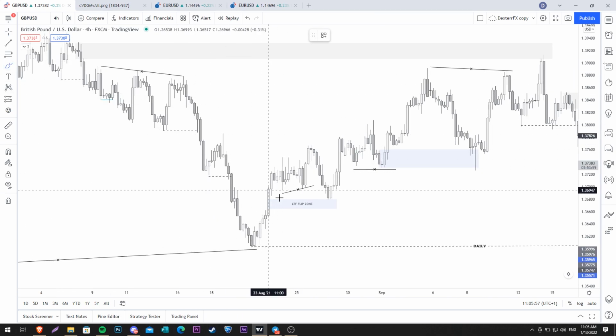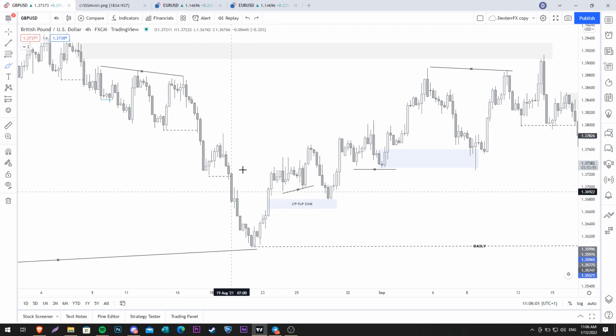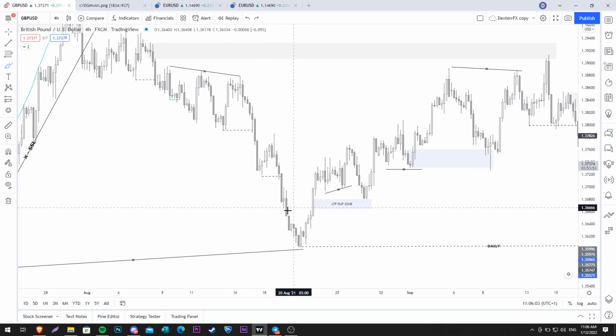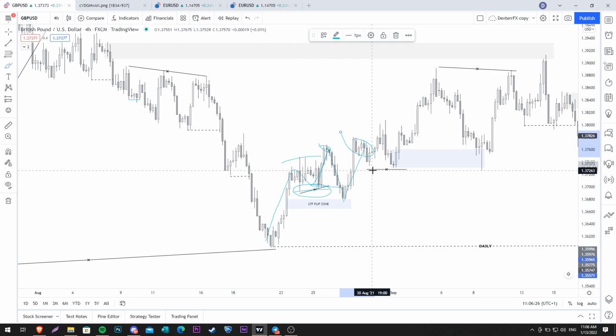Price then creates structure here, price sweeps liquidity, comes back, creates sell side liquidity here, price breaks to the upside, induces people to buy, then breaks all the sell side liquidity, takes a lower time frame flip zone, and continues the move following its internal structure.